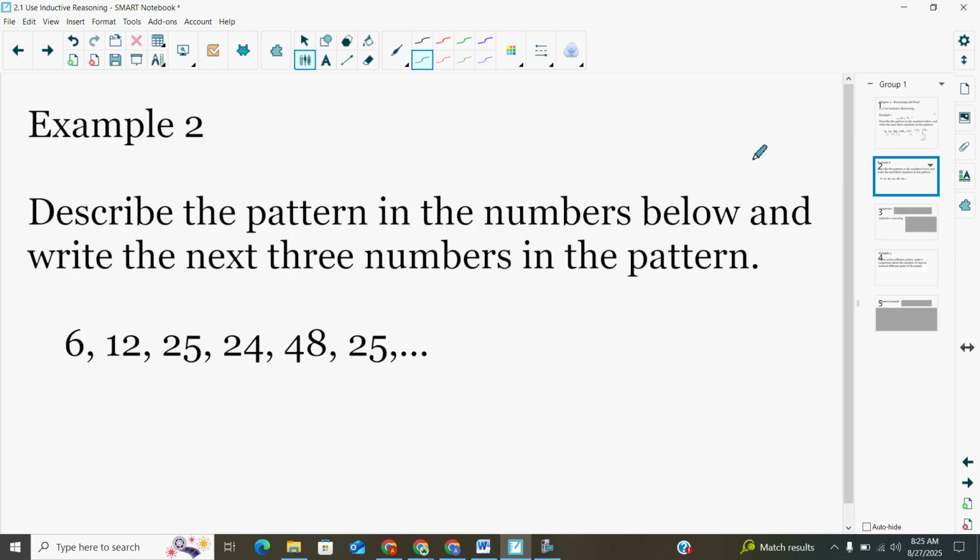I want you to pause the video and think through what our pattern here is, as well as what the next three numbers would be. Pause it, think about it for a minute or two, maybe talk to a partner about it, see if you can figure it out.